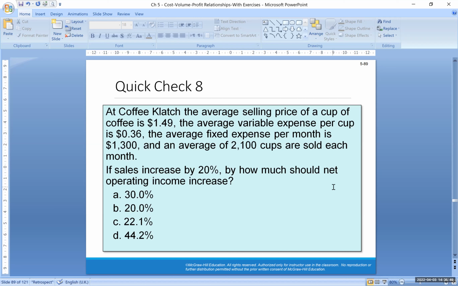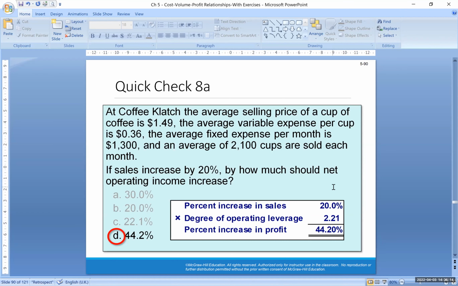This can simply be calculated from the percentage increase in the sales multiplied by the operating leverage, which was calculated in the previous quiz, 2.21. So the answer will be 44.2%. Look at the answer. The percentage increase in the sales, 20%, multiplied by the degree of operating leverage, 2.21, and the percentage increase in the profit should be 44.2%. So the answer is D.